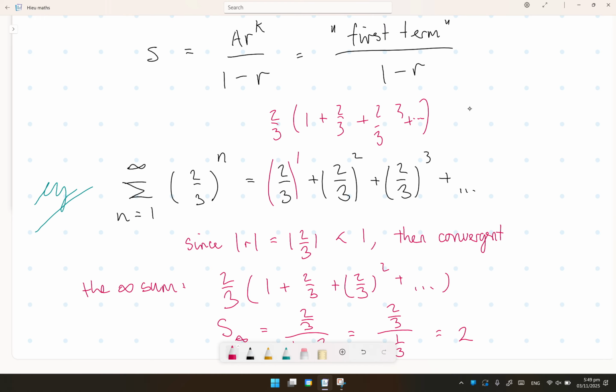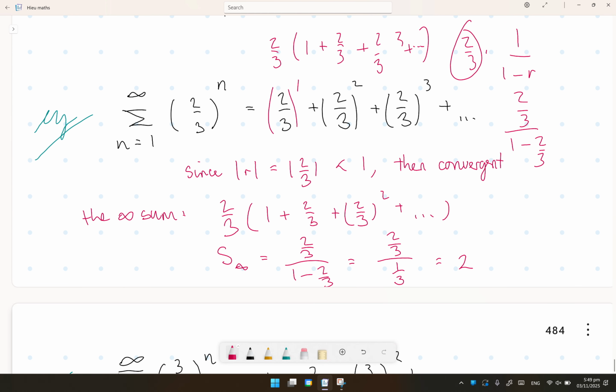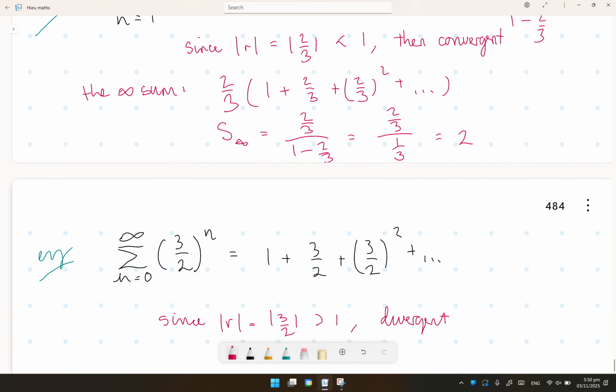So then this is just going to be 2 over 3 multiplied by 1 over 1 minus r. And remember, because 2 over 3 is less than 1, therefore the rk term turns into 0. So then what you end up with is 2 over 3 over 1 minus 2 over 3, and you can see how I did the math here, that works out to 2. So it is convergent, and it converges to 2.